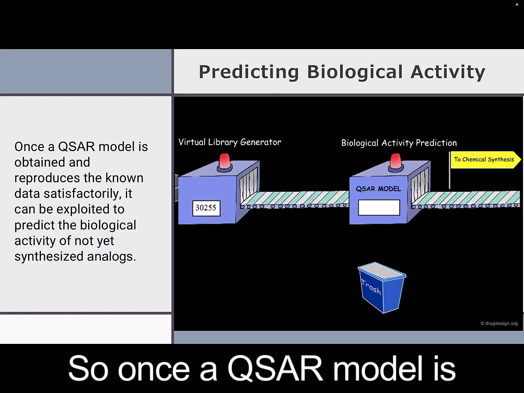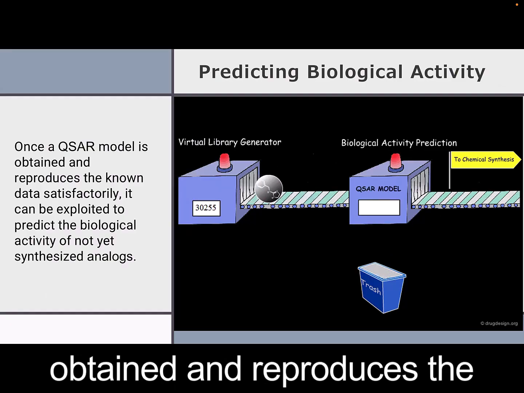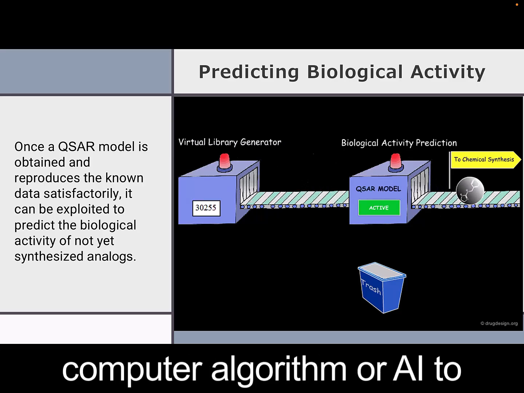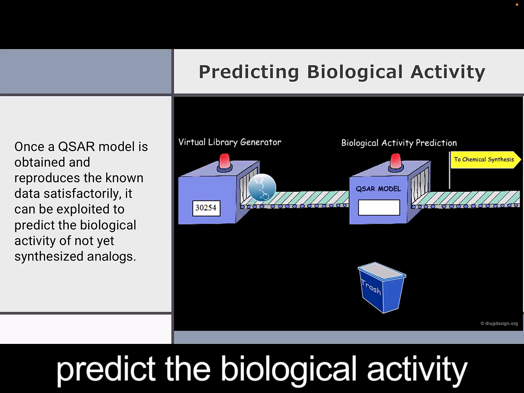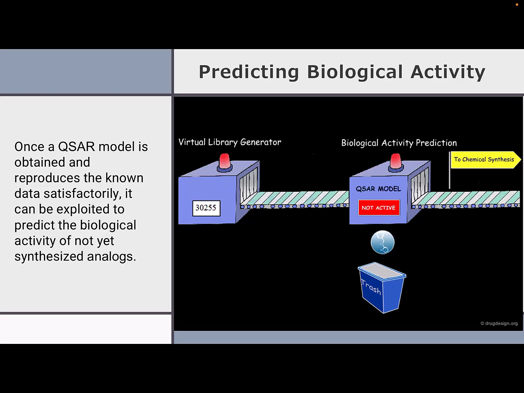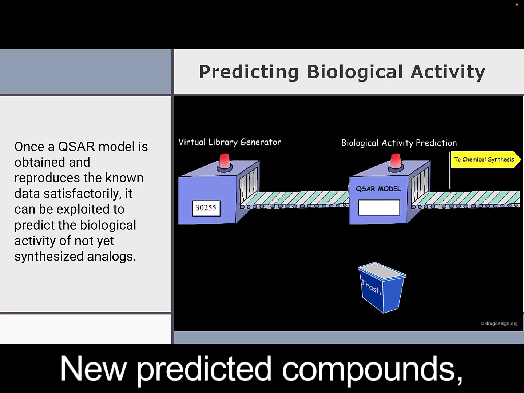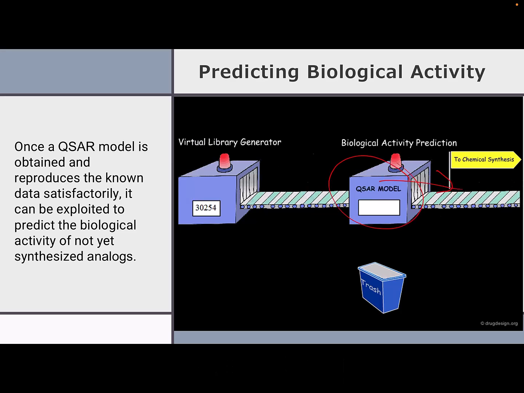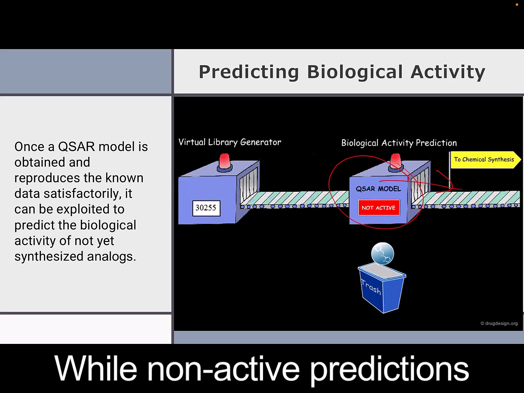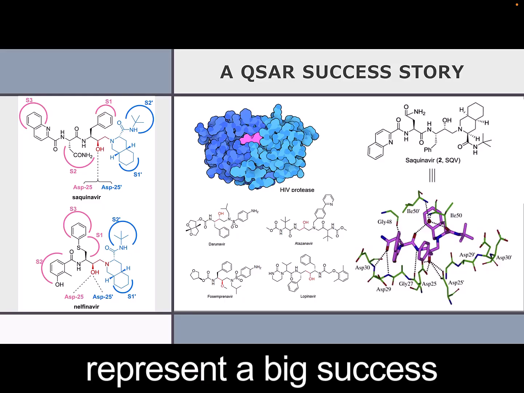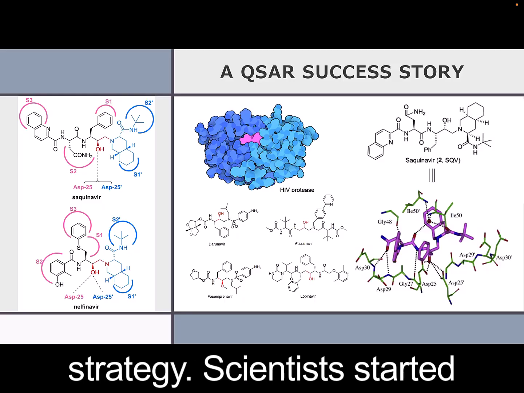So once a QSAR model is obtained and reproduces the known data satisfactorily, it can be exploited by computer algorithms, or AI, to predict the biological activity of not yet synthesized analogs. New predicted compounds can then be sent to the organic chemist to be synthesized, while non-active predictions are tossed aside. HIV drugs represent a big success story using this type of strategy.